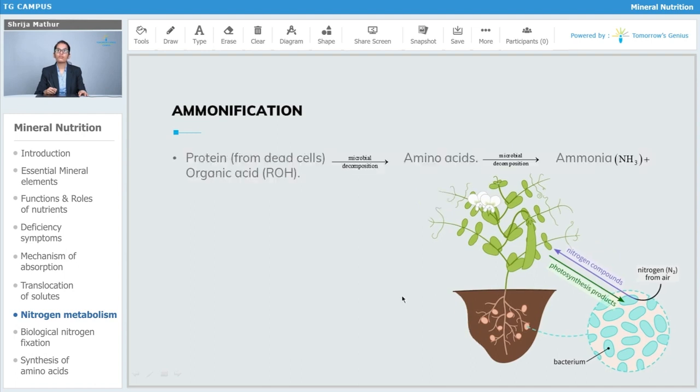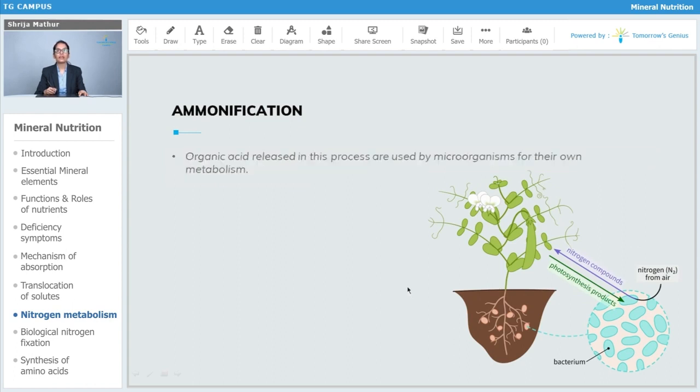Now here is a flow chart. You can see the proteins from the dead cell. By the microbial decomposition, it reaches the amino acids and then it is converted into ammonia plus the organic acid. Organic acid which is released in this process is used by the microorganisms for their own metabolism. So nothing is getting wasted.